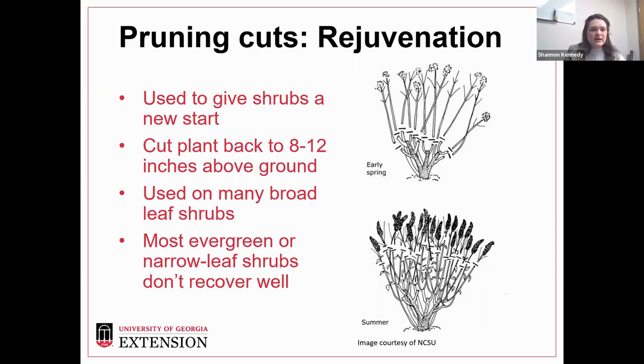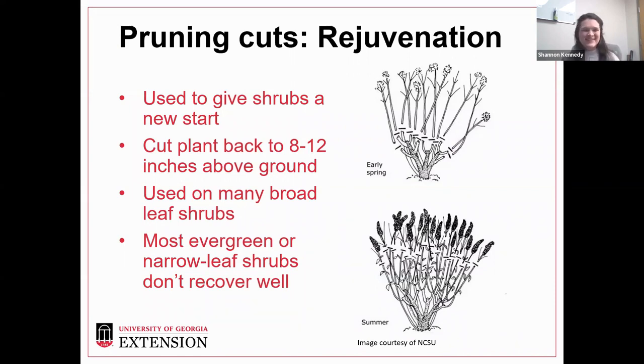Now, most evergreens, things like juniper, right? Evergreens tend to not recover well from this. And in the case of juniper, the buds on the old wood end up dying over time. So if you cut past those green needles, you're actually cutting into a part of the wood that will never sprout anything new. So make sure that you're familiar with the type of plant you're pruning back.